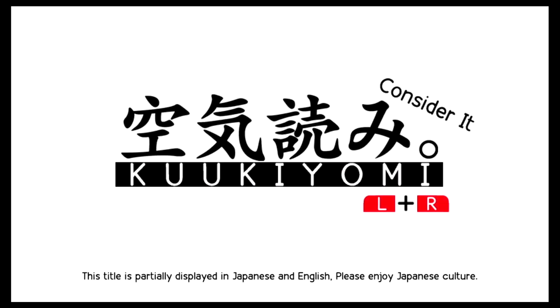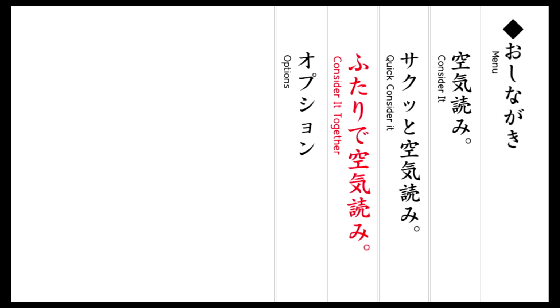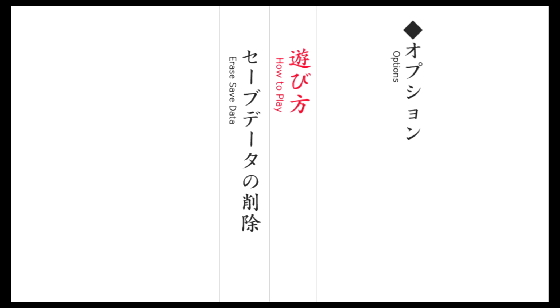Alright, so right now, this is the first time I've ever played, so let's go! Oh, that's cool. All right, this game's getting even more Japanese. All right, so it looks like there's considerate mode, quick considerate mode, and then considerate together where you can play multiplayer. Oh, that's awesome. All right, let's go check out the options over here. Oh, how to play. Okay, yeah, I definitely need to know how to do that.